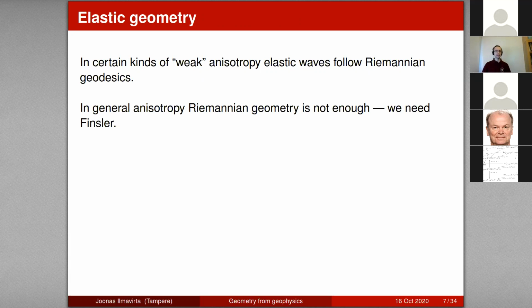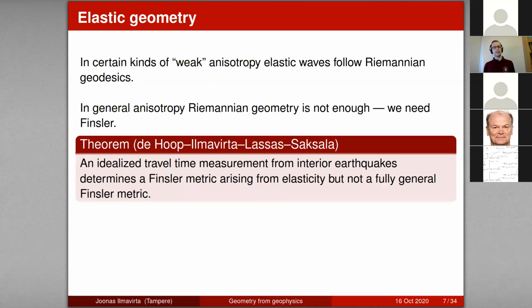But if you have general anisotropy, so you make no assumptions about the symmetry of the material, and there are heavily anisotropic materials within our own planet, even very deep inside it, then this Riemannian geometry is not enough, and you need to do Finsler geometry. Okay, so you need to geometrize it a little further, and then there is a theorem by myself and Martin de Hoop, Matti Lassas, and Teemu Saksala.